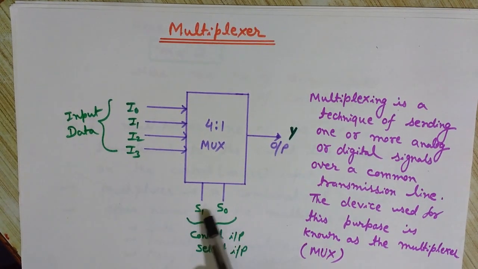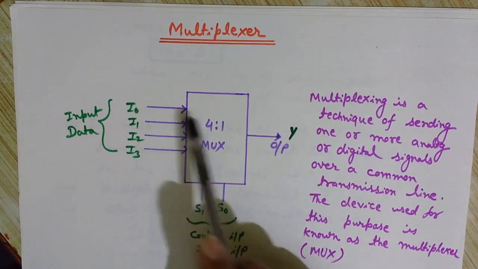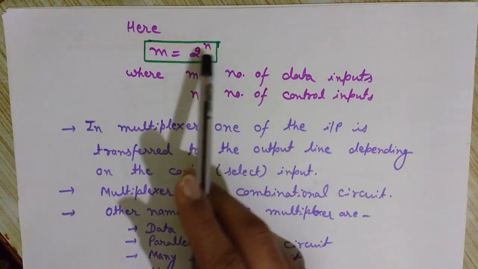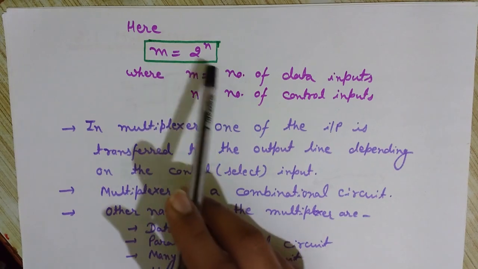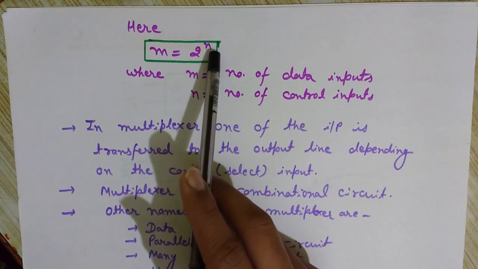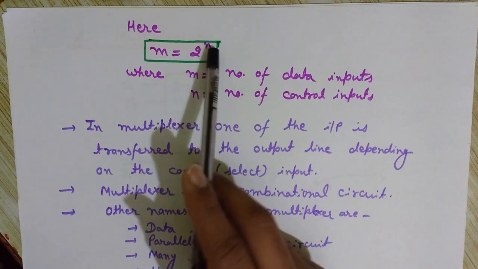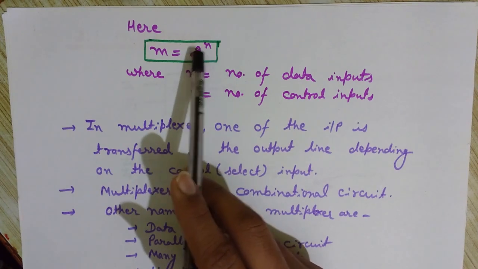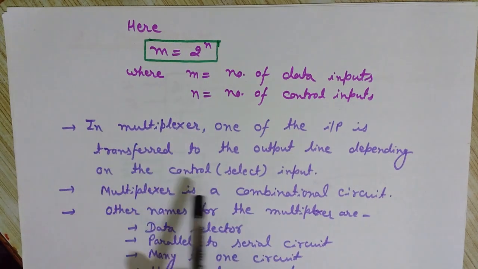So it can be either 0-0, 0-1, 1-0 or 1-1. These 4 combinations will decide which input will go on the output side, which input is allowed to appear on the output side. As I told you, the formula is m equals 2 to the power n. What is m? m is the number of data inputs and n is the number of control inputs, the select lines that I told you. So if there are 2 select lines, then 2 to the power 2 means 4 inputs it can control. And if there are 3 select lines, 2 to the power 3 means 2 into 2 into 2, which means 8 inputs can be controlled by 3 select lines.